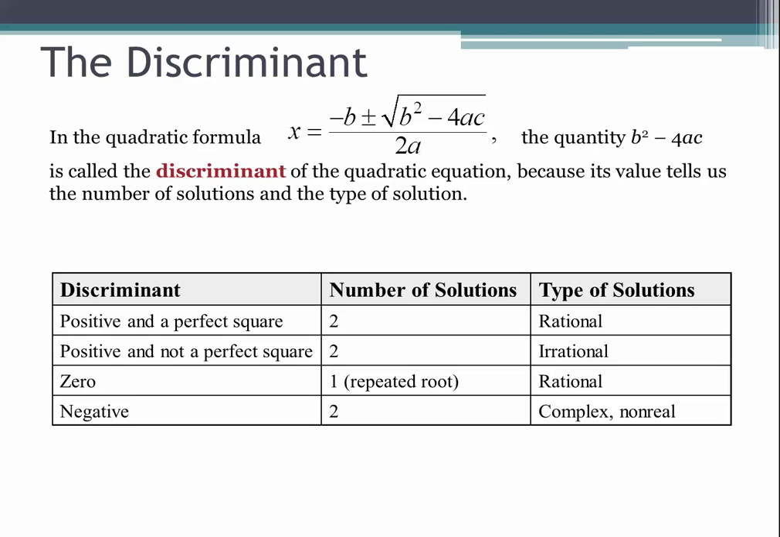Therefore, if the discriminant is negative, you would say that the quadratic equation has no real solution. More specifically, it has 2 complex solutions.